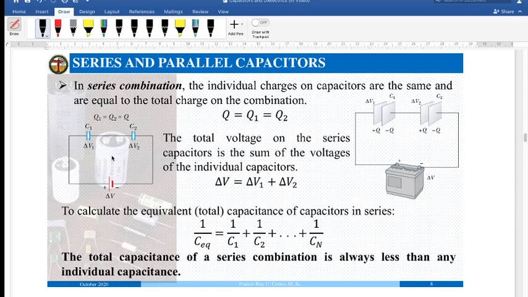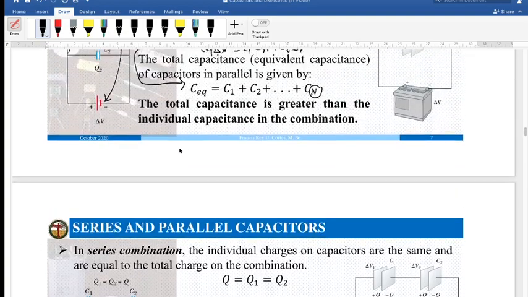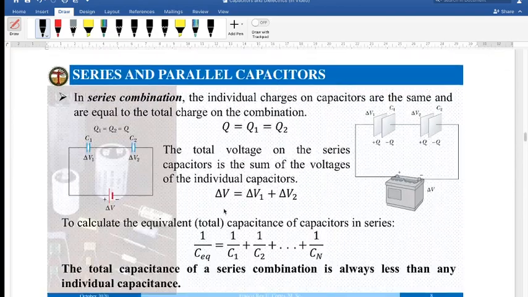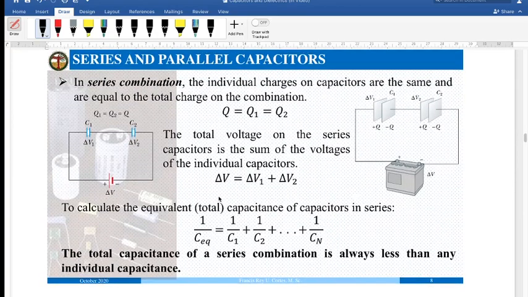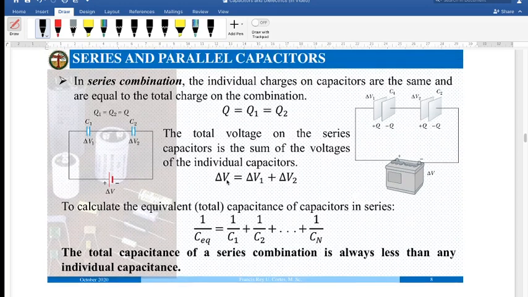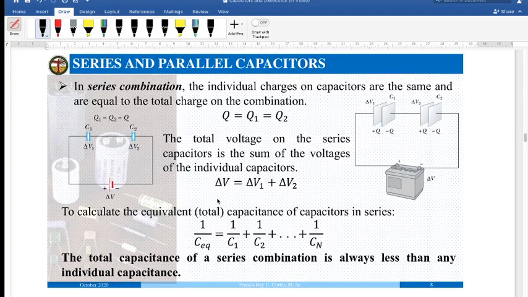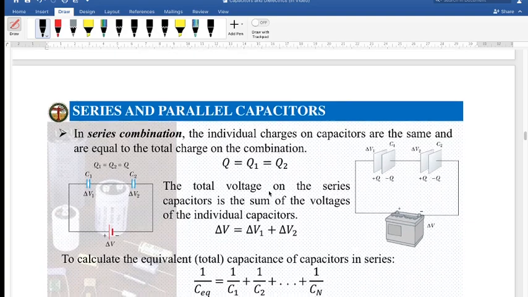So since they have equal charges, if we compare it to the parallel combination, the delta V, or the total voltage of the series capacitors, is actually equal to the sum of the individual capacitors. So we just have to sum the individual voltages of the capacitors involved in the circuit, okay? So yeah, I think that's the comparison between the two combinations.